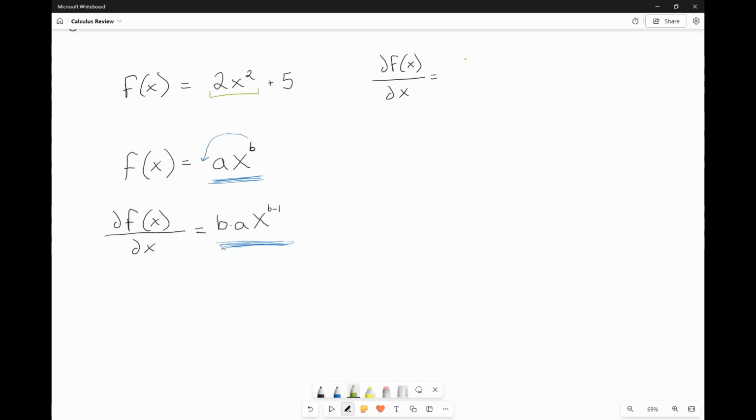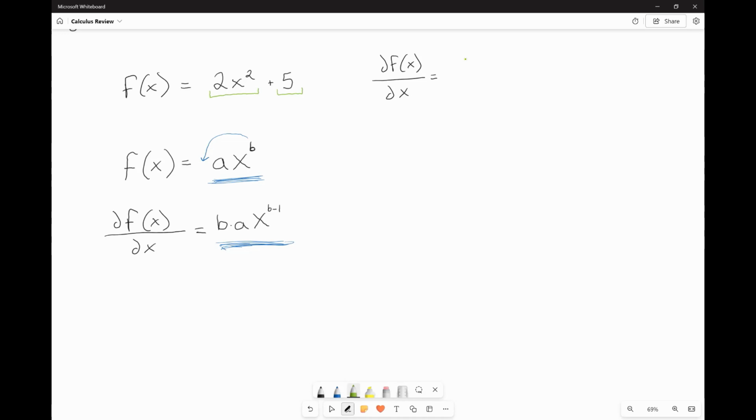We talked about this in the functions video. You'll now see why it's so important. This function has two separate terms. What we're going to do is take the derivative term by term. So when I look at this function, I'm going to first look at the 2x squared, and I'm going to take the derivative of that.